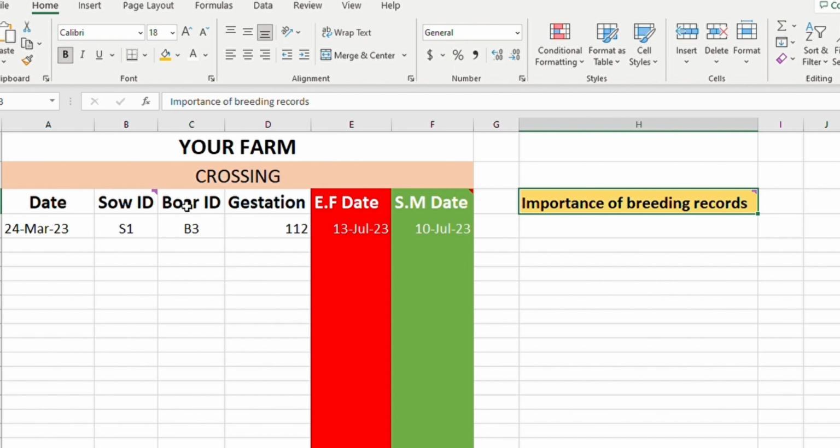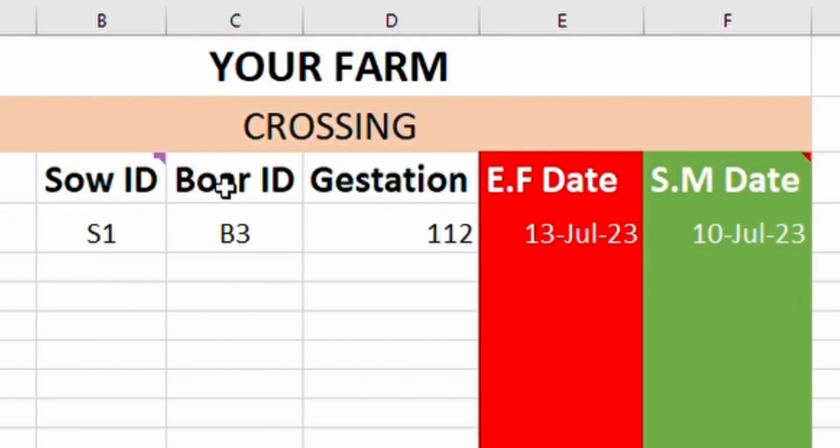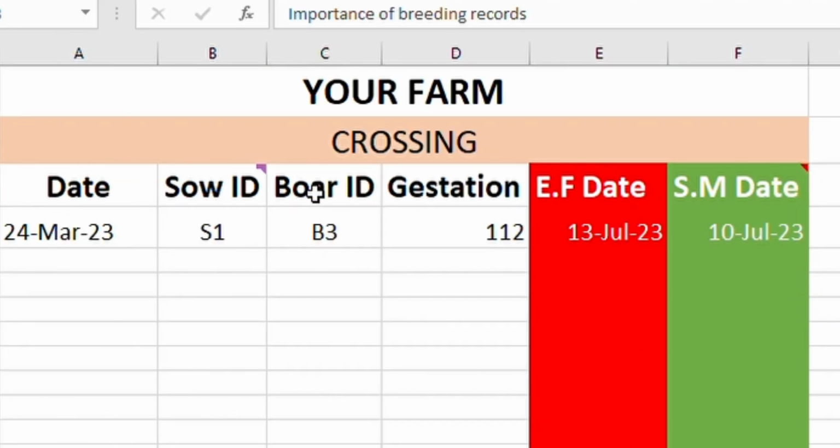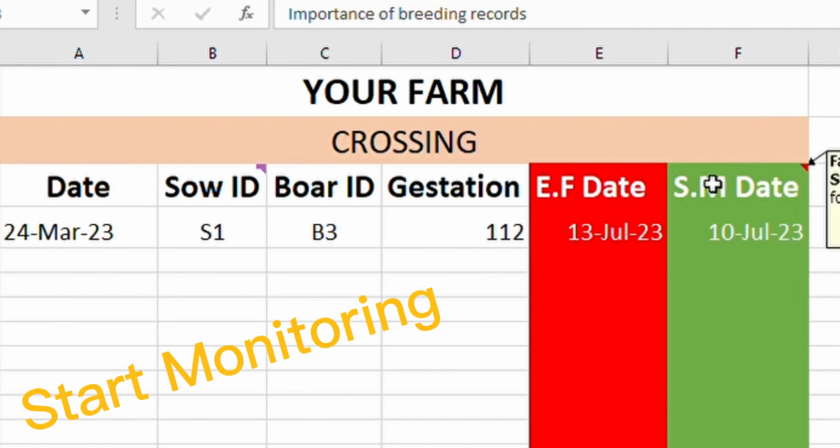And then if you're lucky enough and you know the exact gestation days or the farrowing period, like the length of the pregnancy, you take note of it very well, assuming it is 112 days. And where you have seen me put in danger, that is the expected farrowing date. It's in danger because that one is very critical. If you miss it, you can lose all the piglets resulting from the pregnancy. You get it? So assuming you cross it on the 24th March, the sow is expected to farrow on the 13th of July.